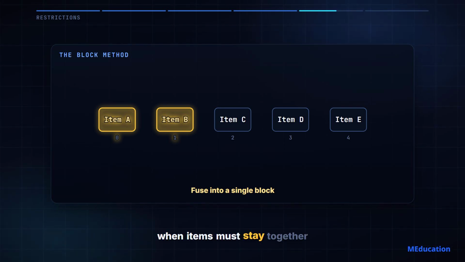For example, when items must stay together, you will learn to fuse them into a single block, arrange the block among the other items, and then multiply by the internal arrangements of the block itself. This logical structuring is where the heavy marks are won.